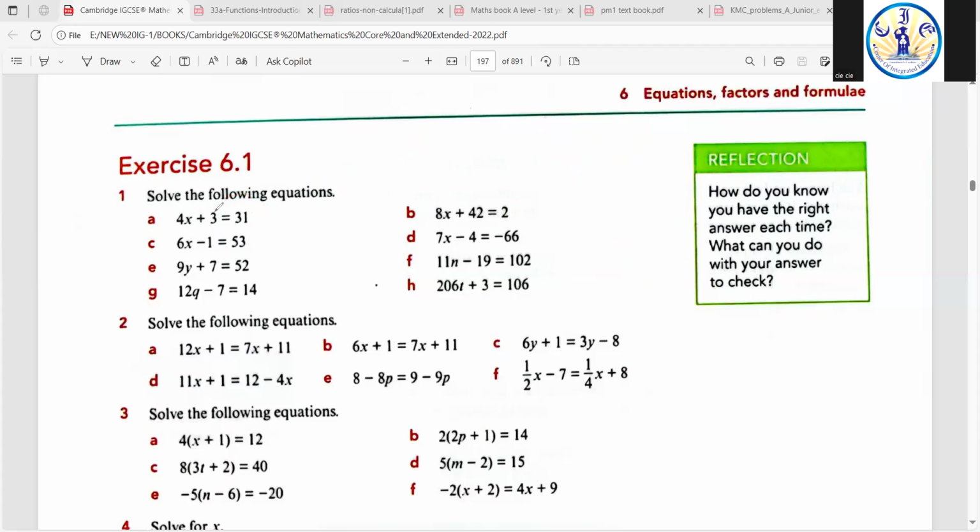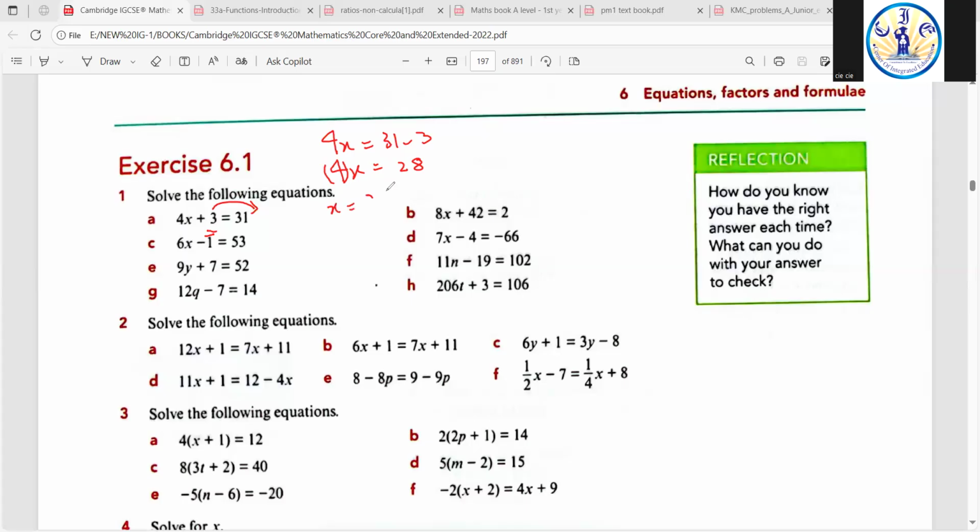So let's begin now. We first of all need to shift this plus 3 to the other side. That will get subtracted. So we would have 4x equals 31 minus 3. That will give me 28. And on this side, I'm left with 4x. Now, since I need to make x the solitaire, I need to shift this 4 to the other side of the equality. 4 is being multiplied with the variable.